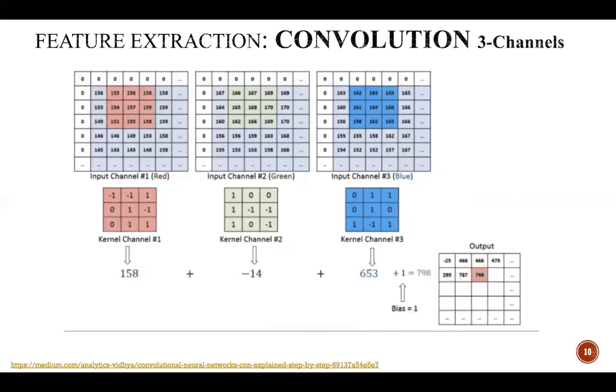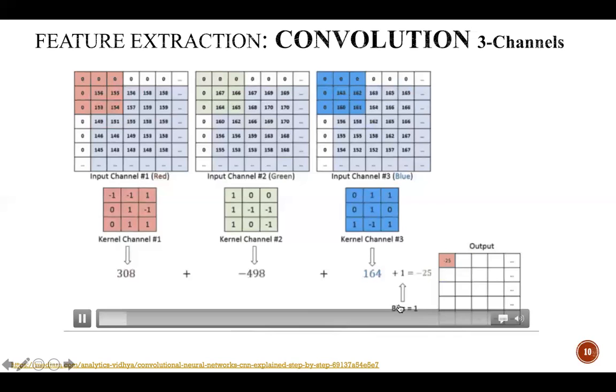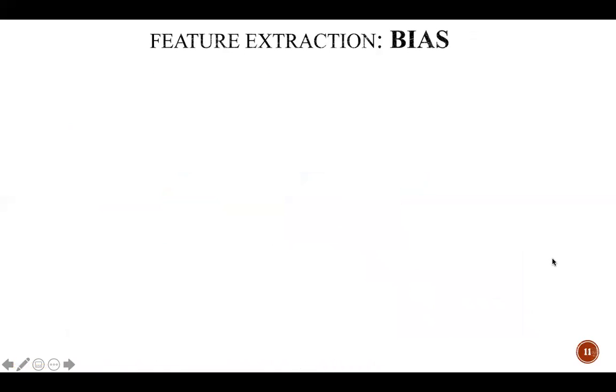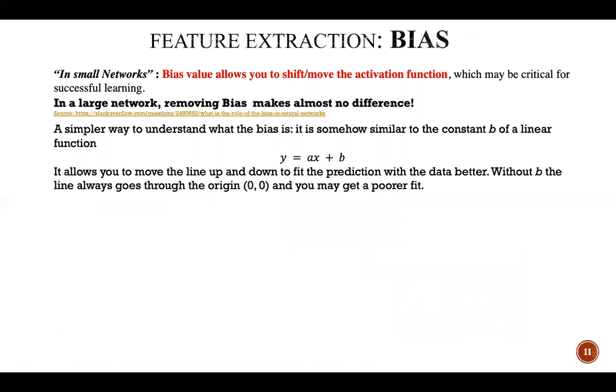Now I'm going to talk about the bias. What is this parameter here? What is this bias? Is it really important? What happens if I'm not using the bias? So, bias: in small networks, the bias value allows you to shift or move the activation function. And this can be critical for successful learning.